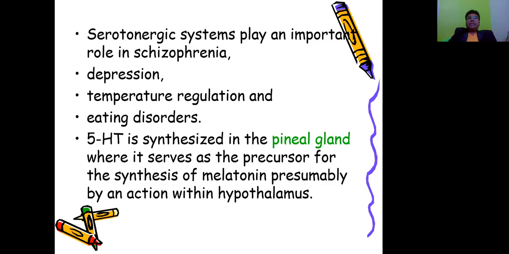5-hydroxytryptamine is synthesized in the pineal gland, where it serves as a precursor for the synthesis of melatonin, presumably by an action within the hypothalamus. So, serotonergic systems play a very important role in certain diseases like schizophrenia, depression, temperature regulation, and eating disorders. And 5-HT is also synthesized in the pineal gland, where it serves as the precursor for the synthesis of melatonin, presumably by an action within the hypothalamus.